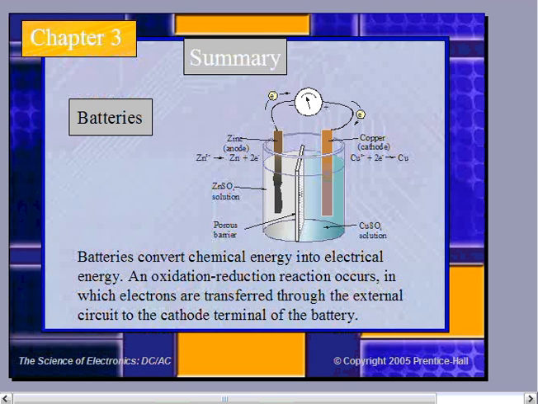Batteries convert chemical energy into electrical energy. An oxidation-reduction reaction occurs in which electrons are transferred through the external circuit to the cathode terminal of the battery.